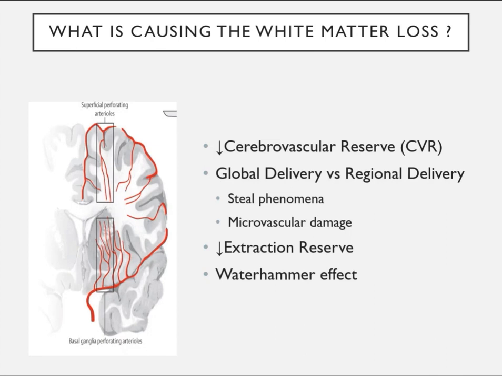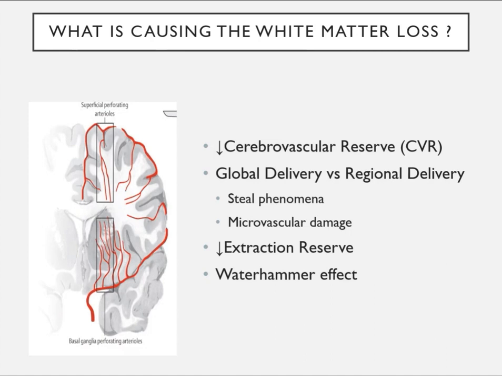The other possibility is that there's selective destruction to the microvasculature in the deep structures compared to the superficial structures, perhaps because of mechanical forces or other things. The other possibility is that there's a problem not with the delivery, but with the extraction of blood. And lastly, there could be just the consequence of a million heartbeats pounding the brain and the transmission of these mechanical forces to the distal vasculature, which we know is a big component of normal aging, and maybe that process is accelerated in sickle cell disease.